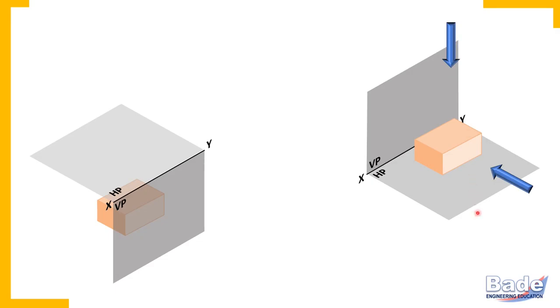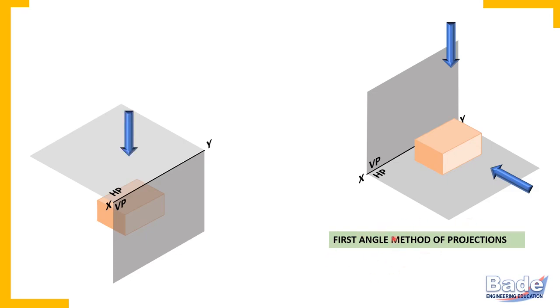Now listen to me very carefully. When an object is observed in the direction perpendicular to a reference plane, then the view you get is orthographic view. That is, front view is an orthographic view. Top view is an orthographic view. When object is imagined in the first quadrant and views are taken, that is first angle method of projection.